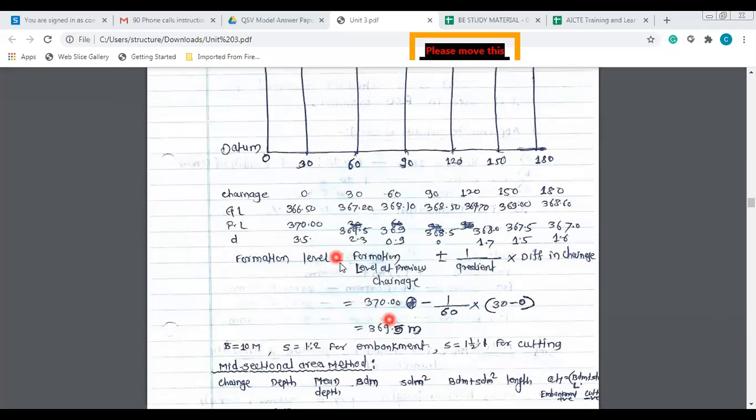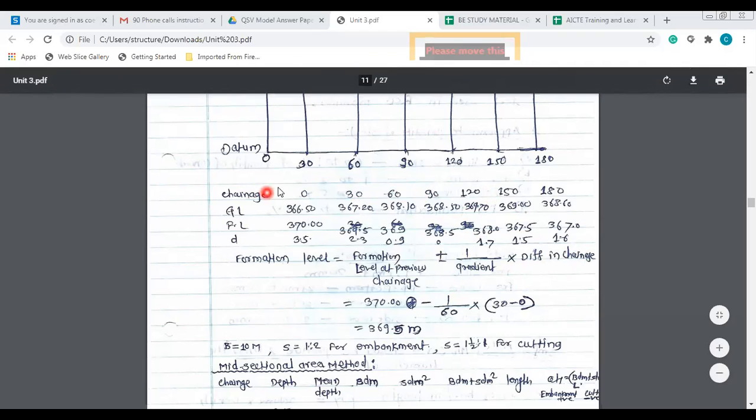So formation level at previous chainage minus, because it's a falling gradient, minus 1 by 60, and difference of chainage. It will remain constant everywhere, because 60 minus 30 is 30, 90 minus 60, again the calculation becomes 30. So the chainage difference is constant everywhere, it is 30. So you can do the calculations and tell me the values fast. FL at 60, FL at 90, 120, 150 and 180. Tell me the FLs fast.